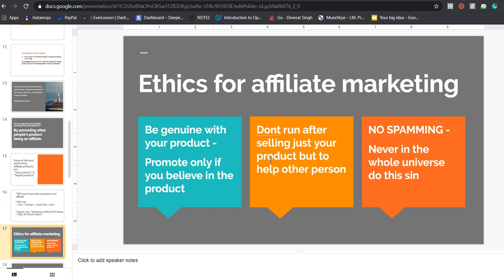And the third one, the most serious thing that I want you all to follow, is don't spam. Never ever ever spam anyone. Never in the whole universe do this sin, because this is the most cruel thing you can do, spamming other people without any permission. People get irritated. The reason I'm stressing this so much is that since I have 1,200 members in our Facebook group, every day at least 100 or 200 people spam me with messages. This is horrible.